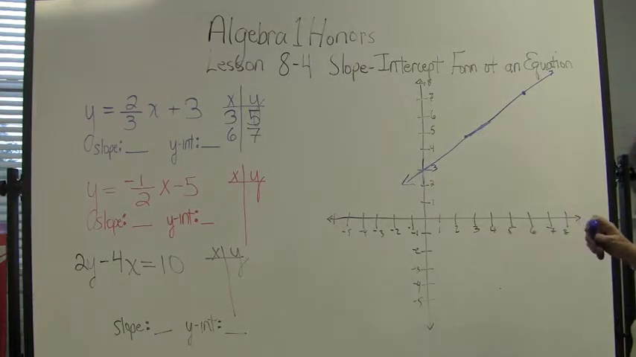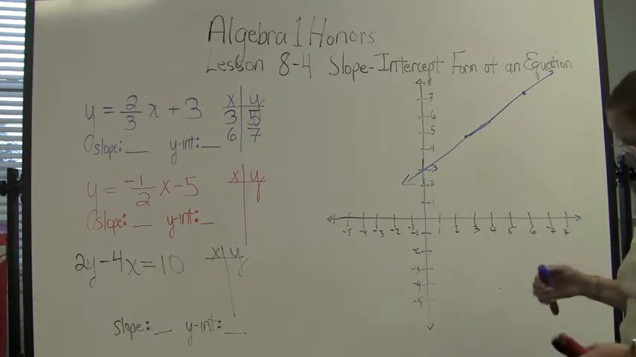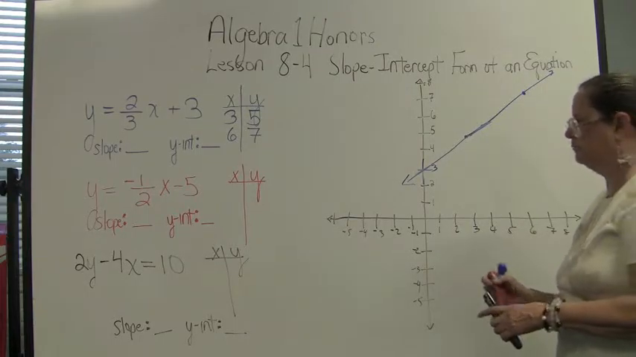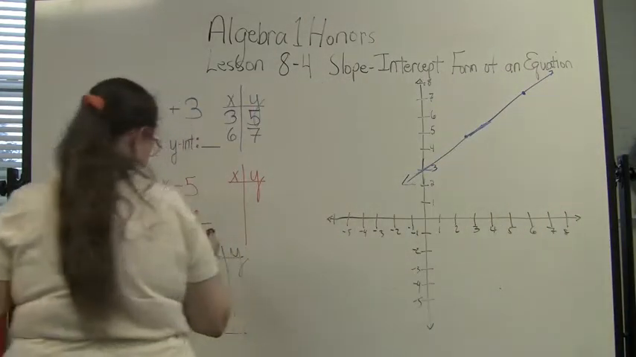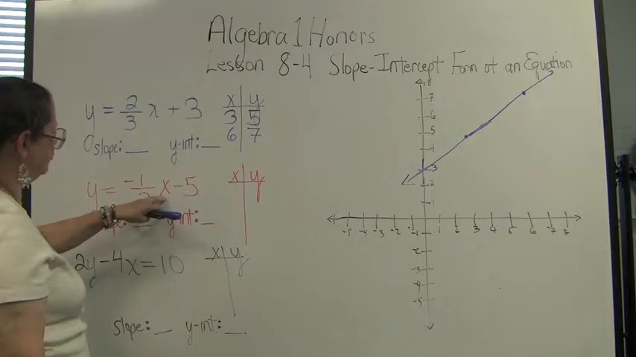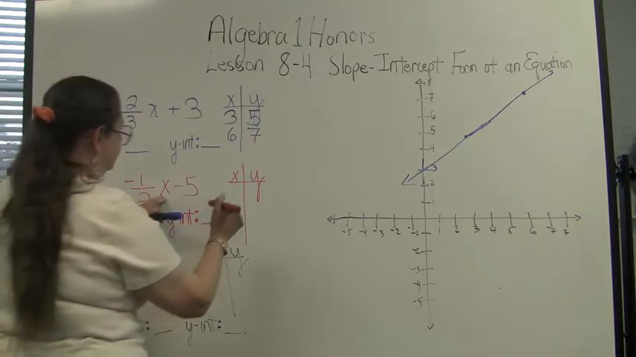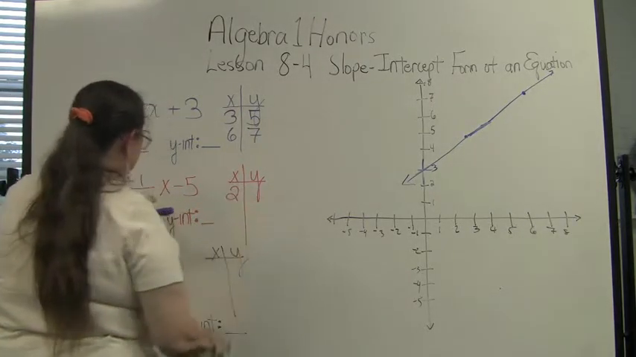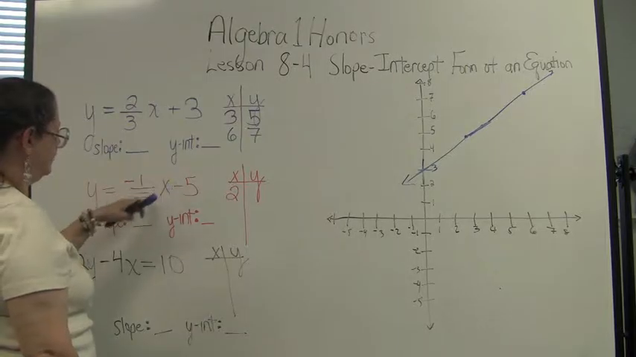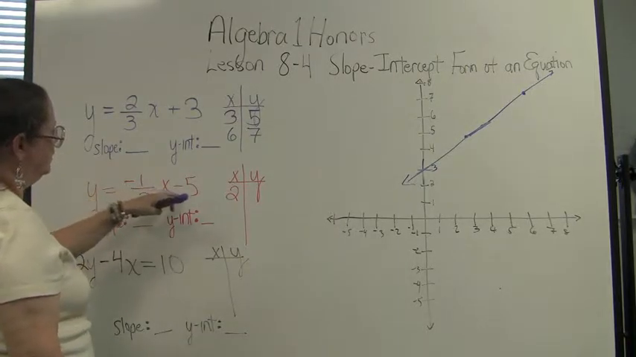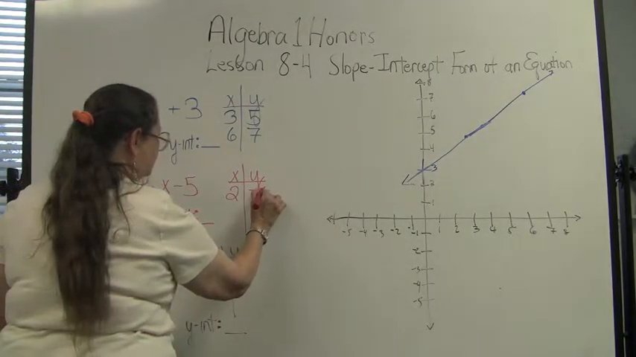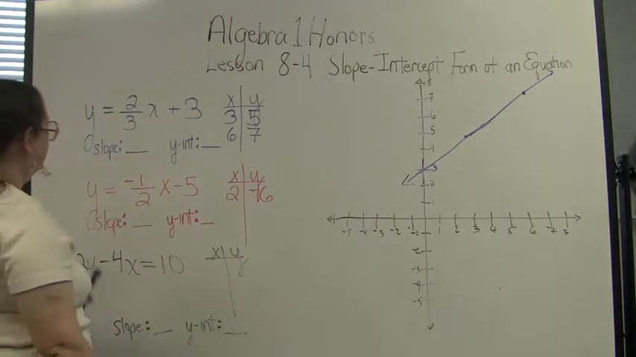All right, and then let's graph our red line here. Well, if we pick a 2 for x, that'll give us 2, and the 2's will cancel. I'll get a -1. -5 is a -6 for y.